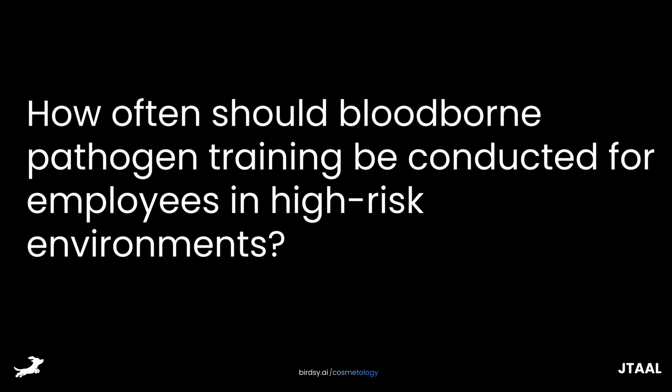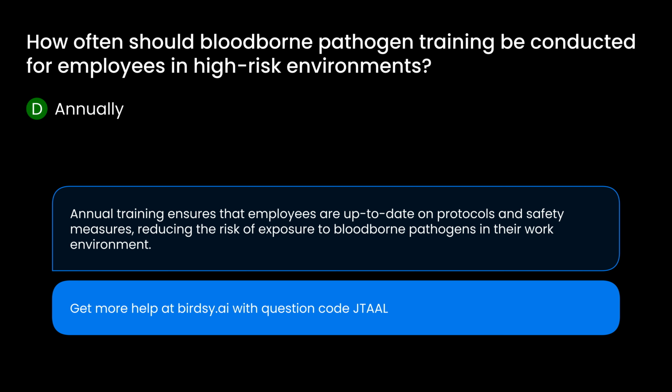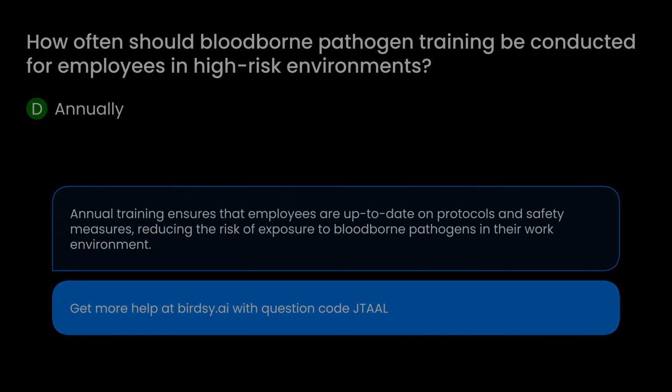How often should bloodborne pathogen training be conducted for employees in high-risk environments? Is it A, every 5 years, B, biannually, C, every 2 years, or D, annually? The answer is D, annually. Annual training ensures that employees are up to date on protocols and safety measures, reducing the risk of exposure to bloodborne pathogens in their work environment.